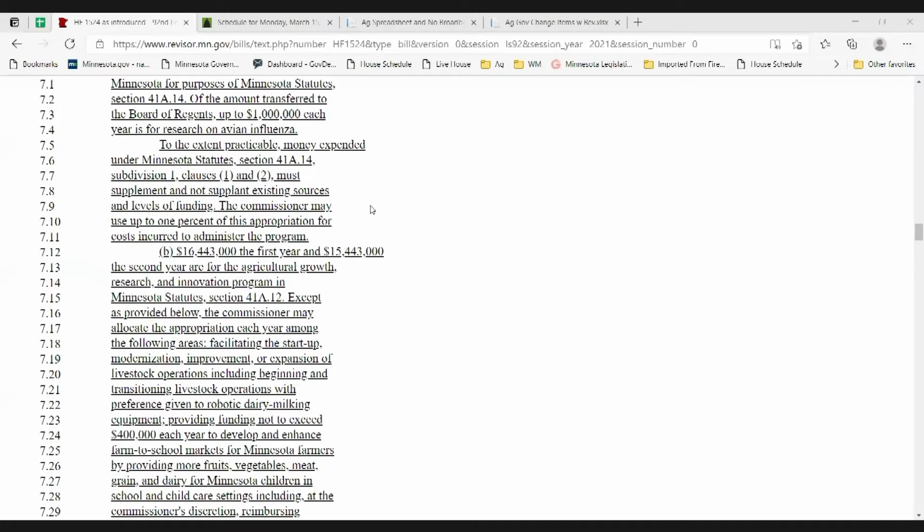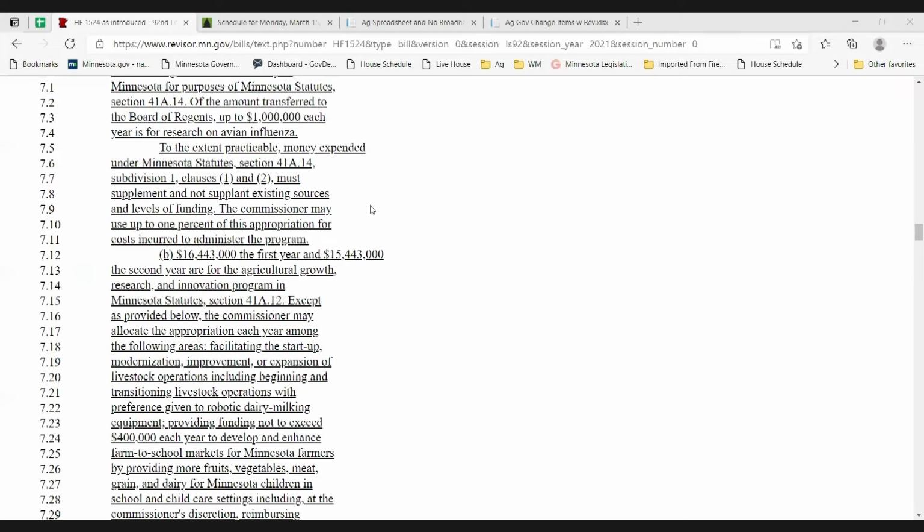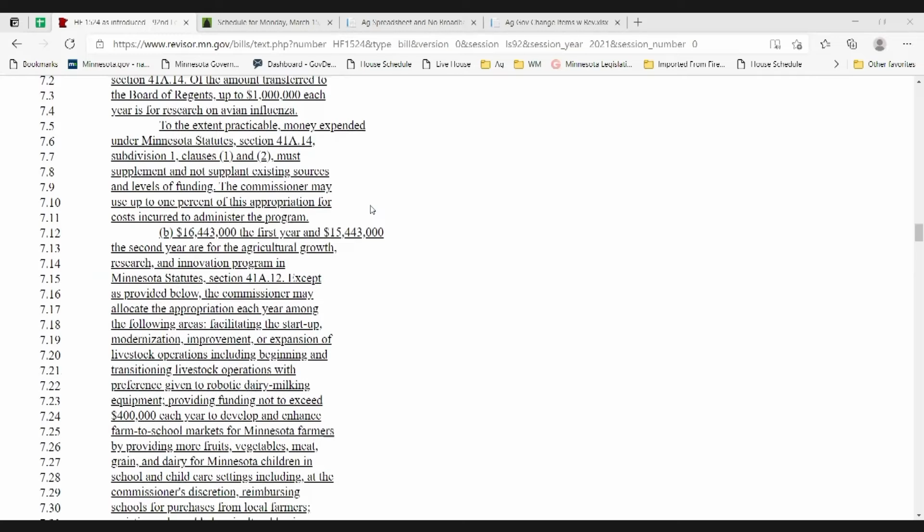Just one note on 7.3, there's language that's carried over from the 2019 bill that said of the appropriation for ag research each year, the University of Minnesota may use up to $1 million each year for research on avian influenza. That's the 2019 rider as enacted into law. In 2020, the legislature modified that a bit and said that $1 million could be for avian influenza, salmonella, and other turkey-related research as well. So that's not in the bill currently for the committee.